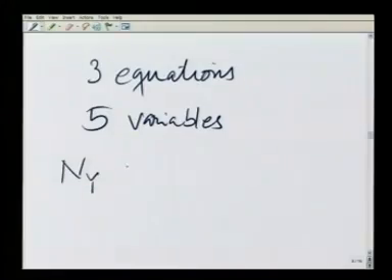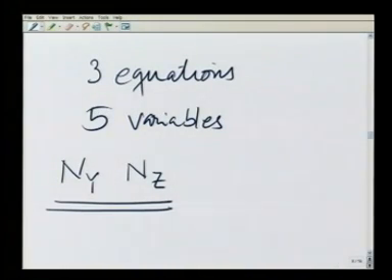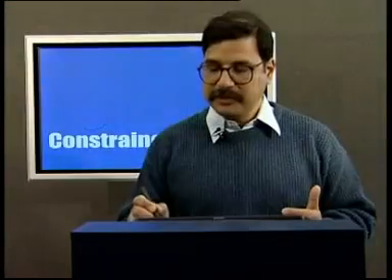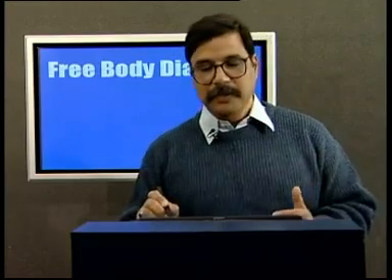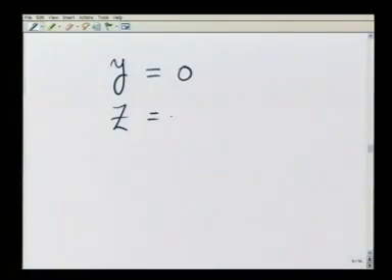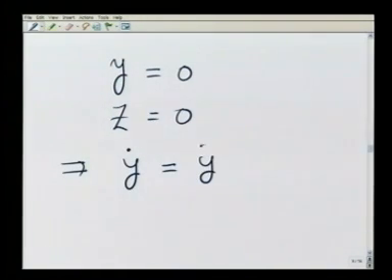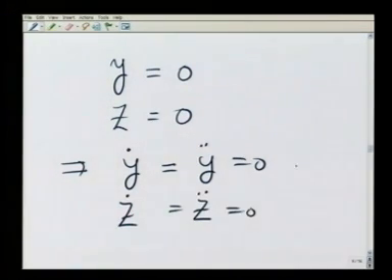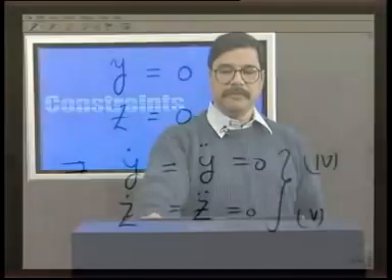And this is where I start thinking: 2 of these variables, ny and nz, came because I imposed a constraint. So, the equations should also come from the constraints themselves, and that is precisely where they come from. The equations of constraints are that y is equal to 0 and z is also equal to 0, and this implies y dot and y double dot both are 0, and so is z dot and z double dot. So, I have 2 more equations, total 5 equations and 5 unknowns, and I can solve the problem.